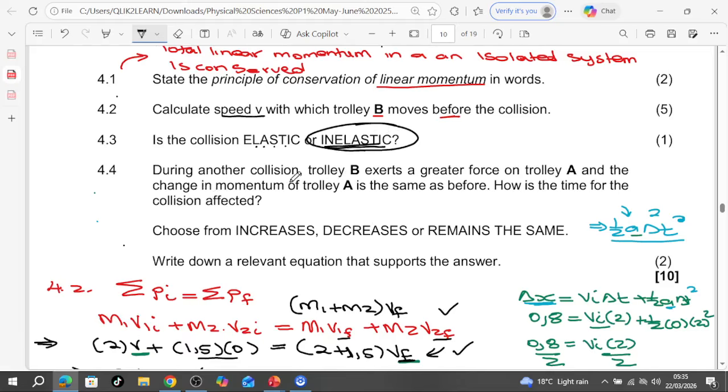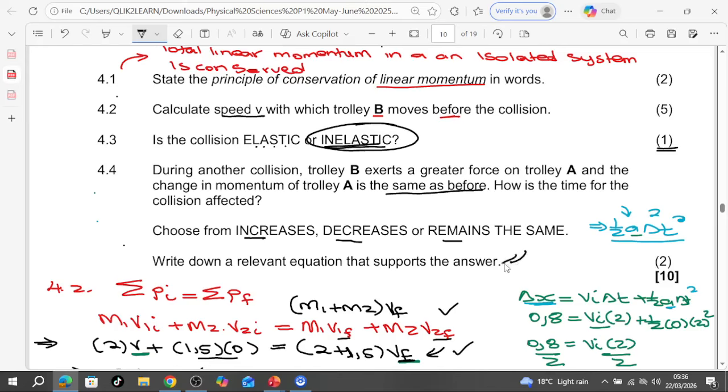Okay. Because they don't want you to give a reason, just choose the correct one. Please don't do guesswork now. During another collision, listen, trolley B exerts a greater force on trolley A, and the change in momentum of trolley A is the same as before. How is the time for the collision affected? Choose from increase, decrease, remain the same, and write down a relevant equation that supports my answer.